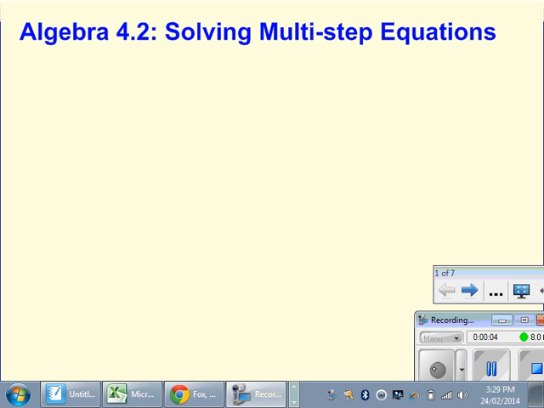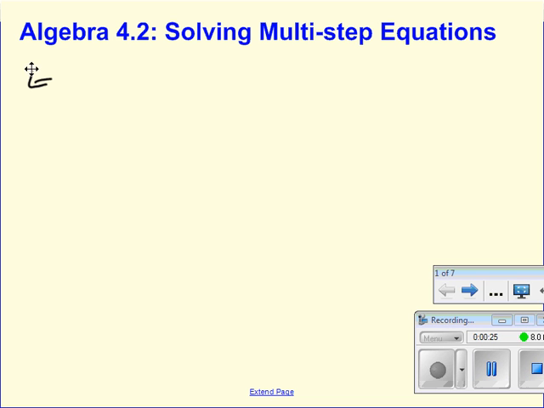This is solving multi-step equations, part 2. Now before we used the equal sign, and it was kind of a divider. Whatever we did to the left side, we had to do to the right side. We collected like terms, and eventually solved for a single amount of the variable. Now what happens when we have brackets?